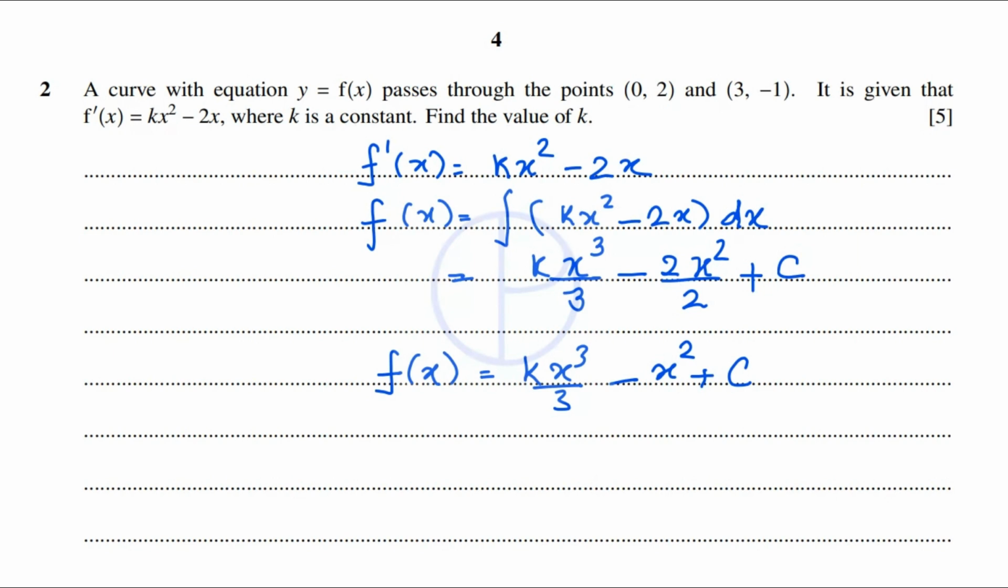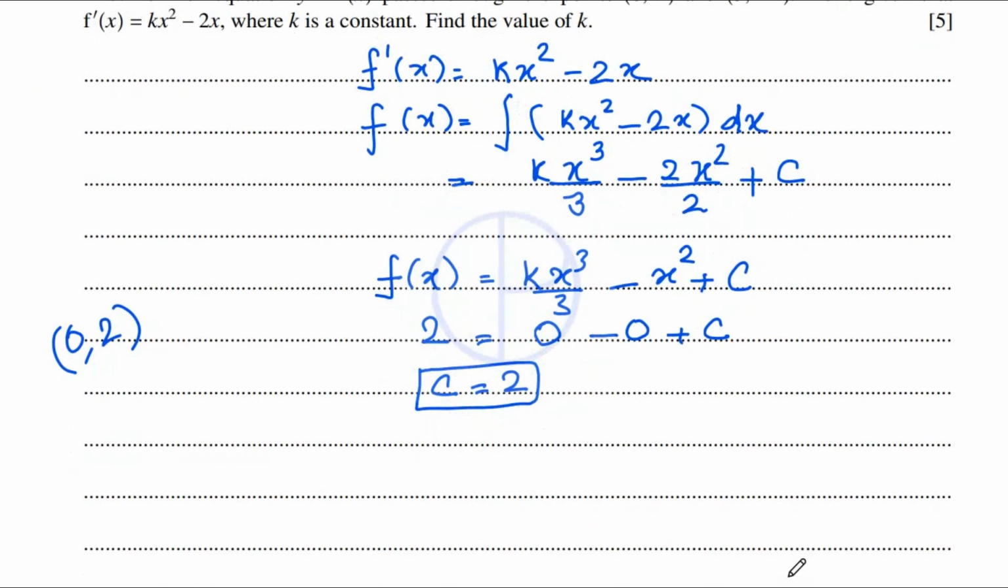Okay, it's given the curve passes through the point (0, 2). When you substitute this, you get 2 equals k multiplied by 0, so this will become 0, and this is also 0, plus c. So from this we will get the c value as 2. So f of x will become kx cube divided by 3 minus x square plus 2.